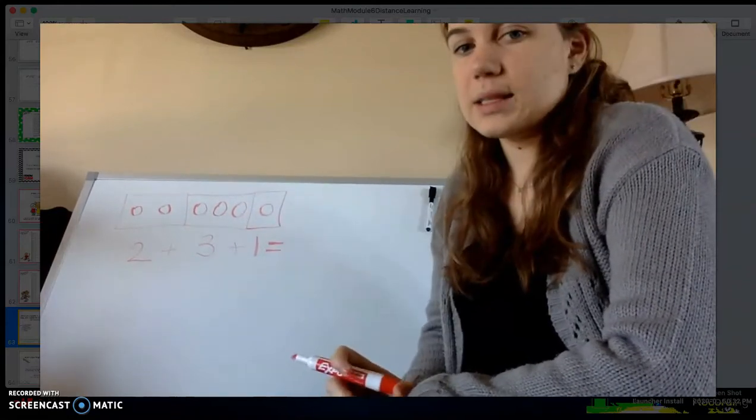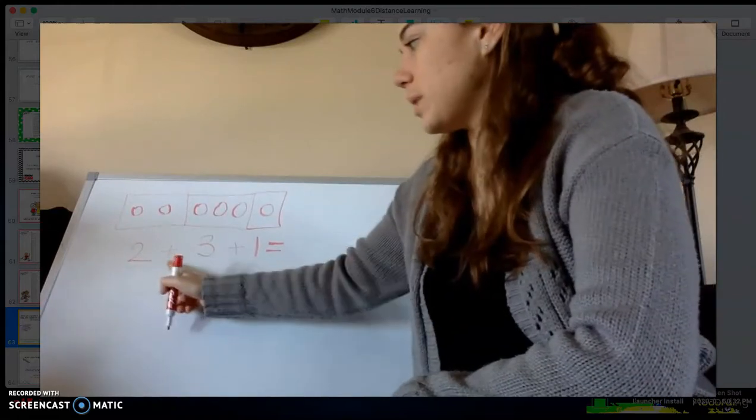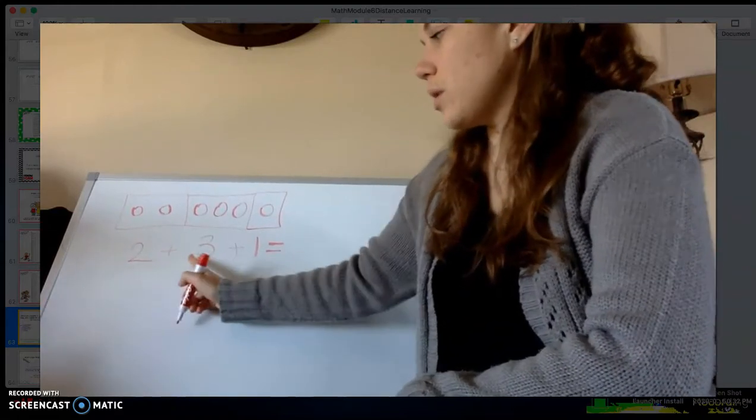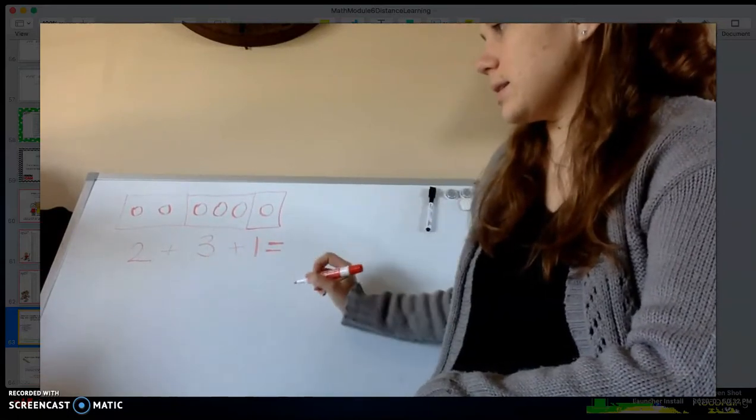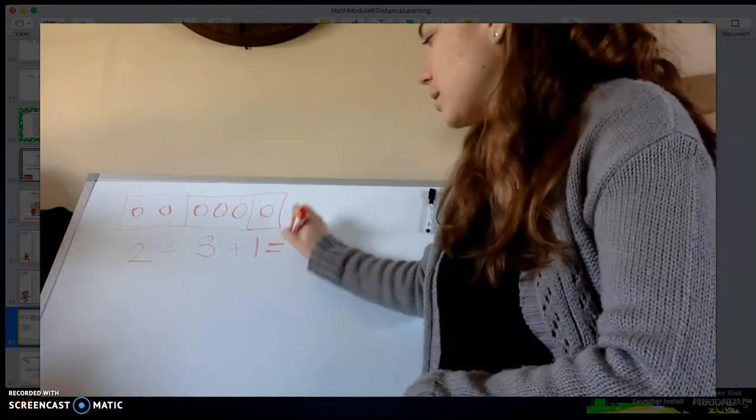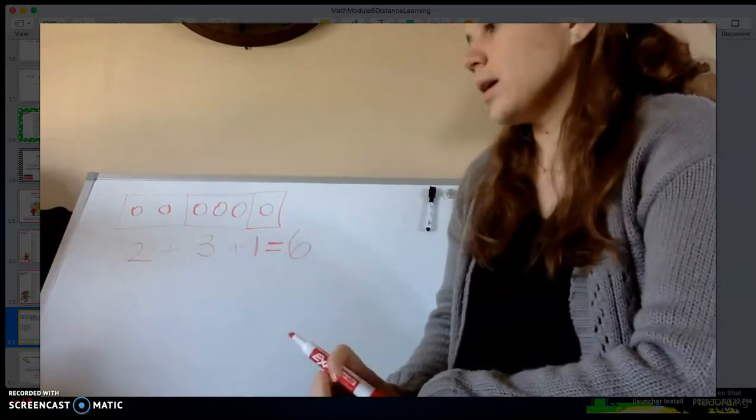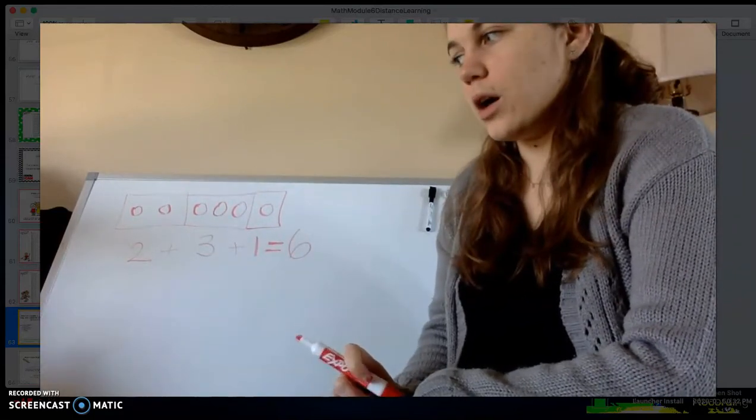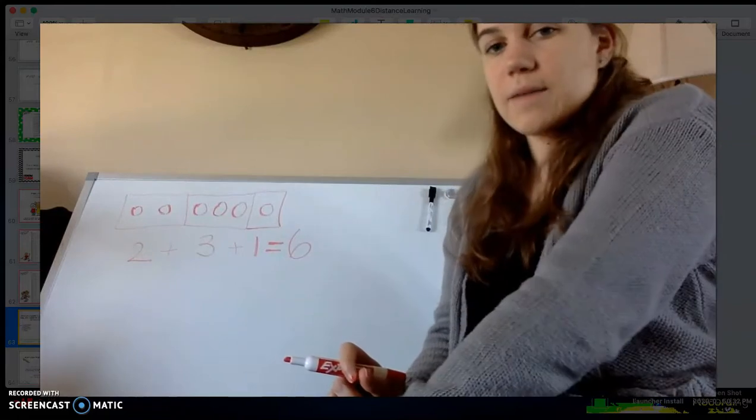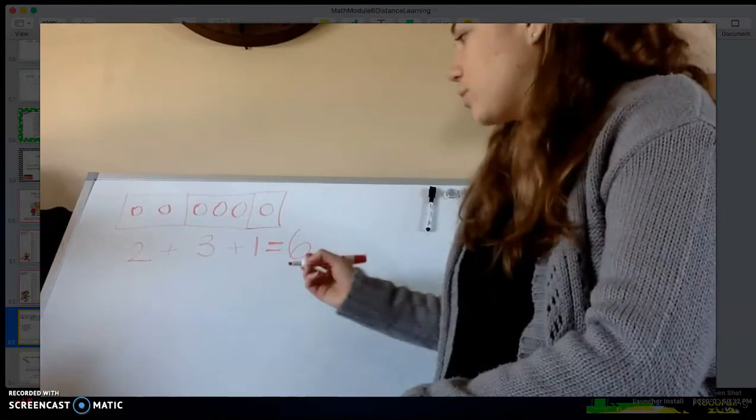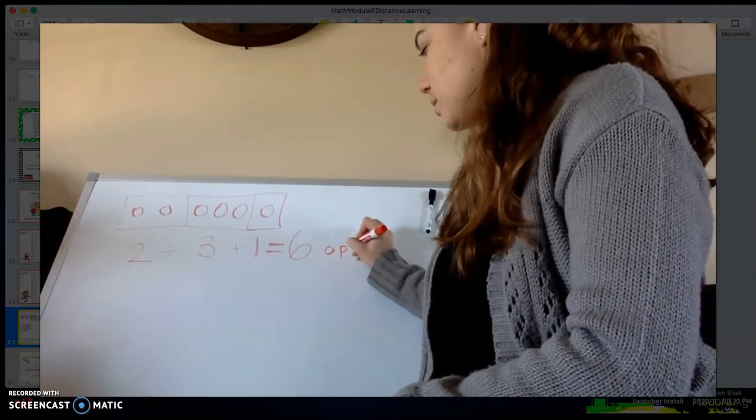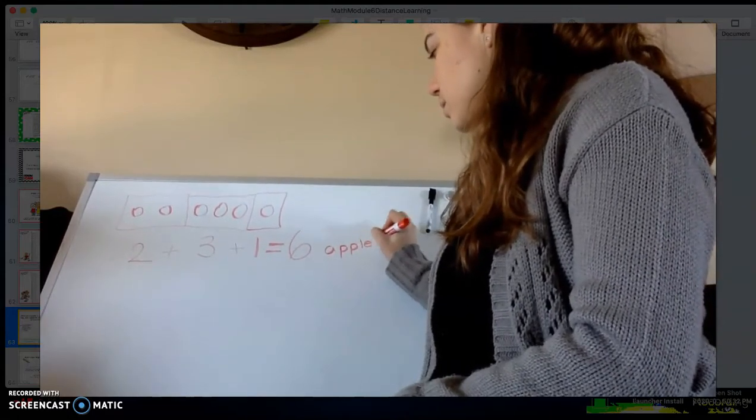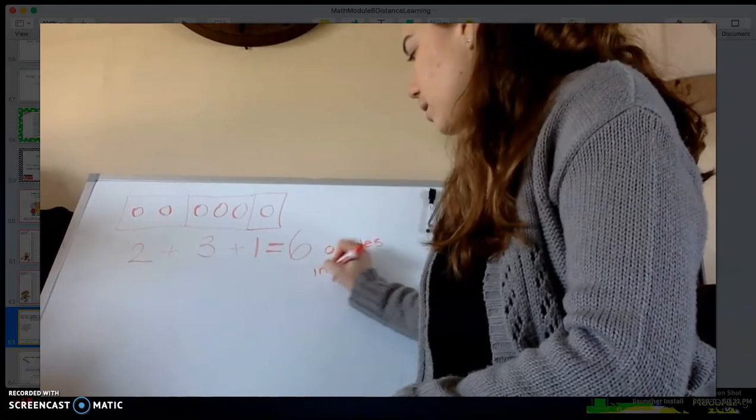So let's add this up. We're at 2 plus 3. So we have 2, 3, 4, 5, plus 1 more is, good, 6. So we know that in all, the children had 6 apples. So if we can write 6 apples in all.